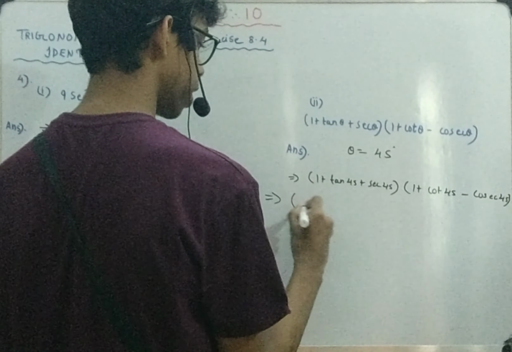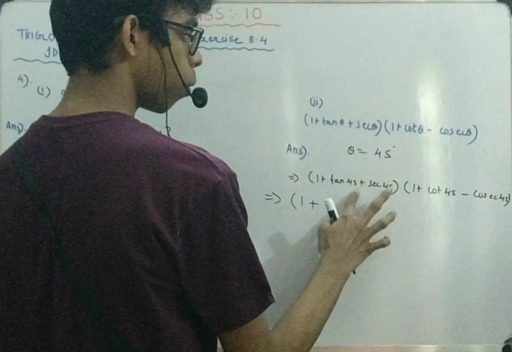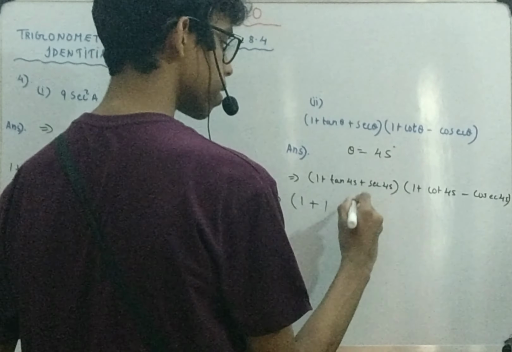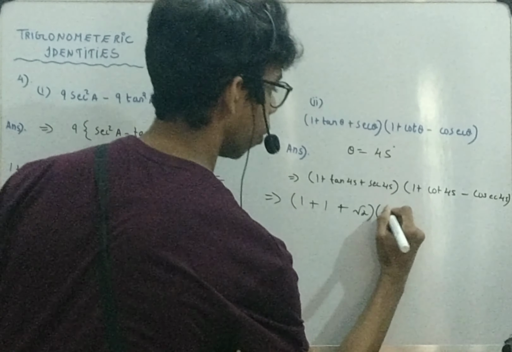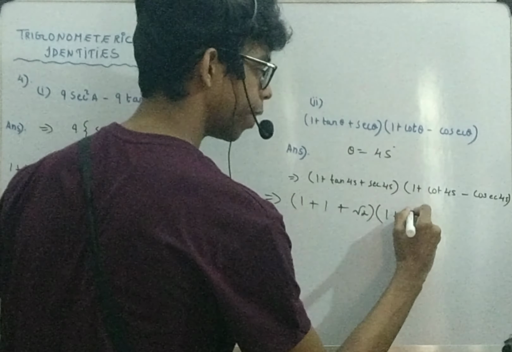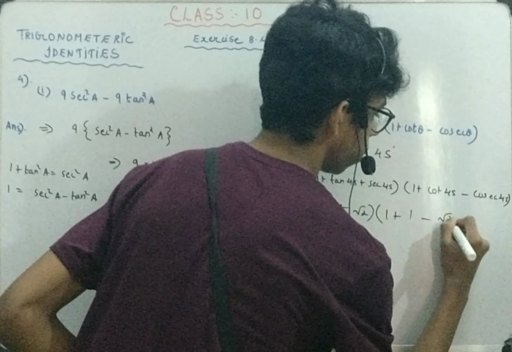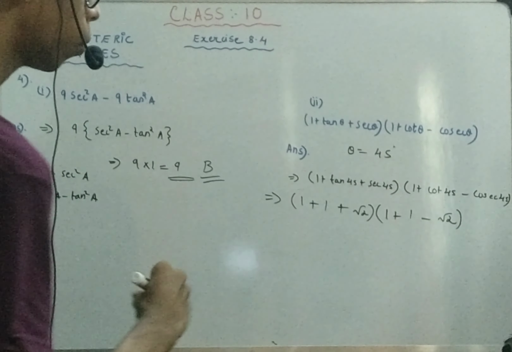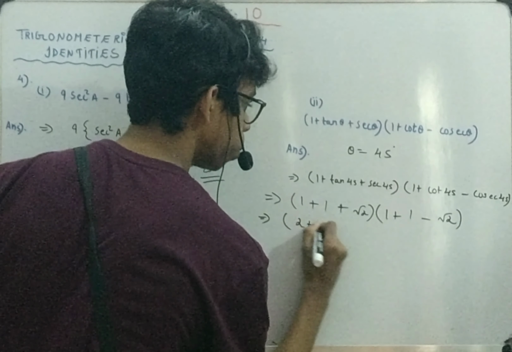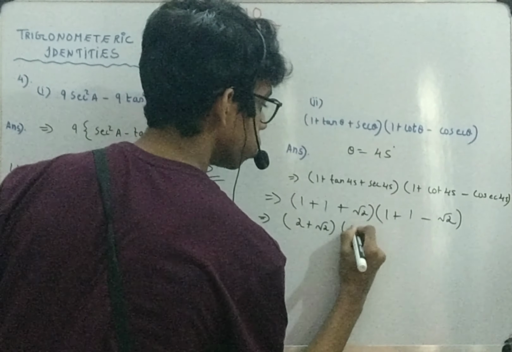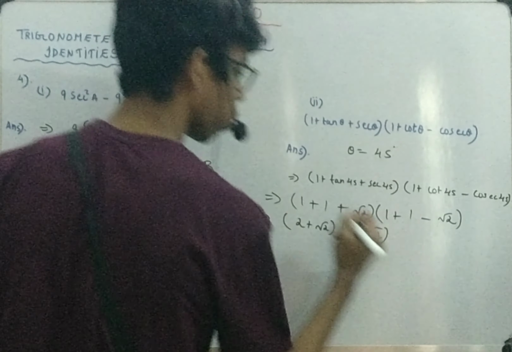So you will be getting 1 plus tan 45, we know it is 1, plus sec 45, we know it is root 2, into 1 plus cot 45, we know it is 1, minus cosec 45, this again is equal to root 2. So now we can just simplify it. So here you will be getting 1 plus 1, 2, plus root 2 into 2 minus root 2.